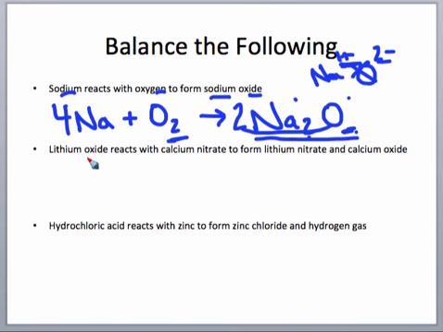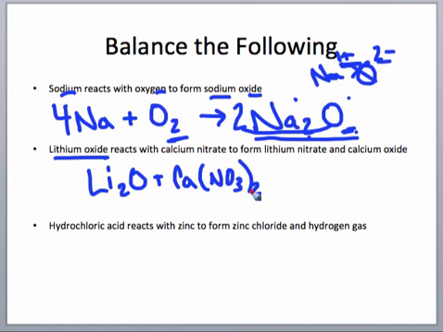Let's do the next one. Lithium oxide reacts with calcium nitrate. I'm going to have to squeeze this in here. Lithium nitrate and calcium oxide.